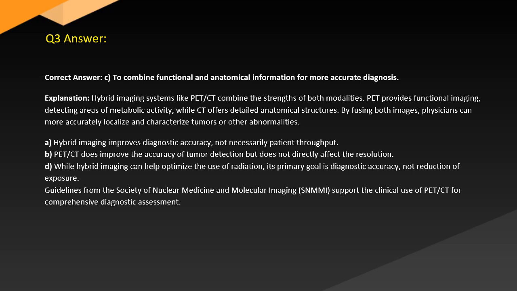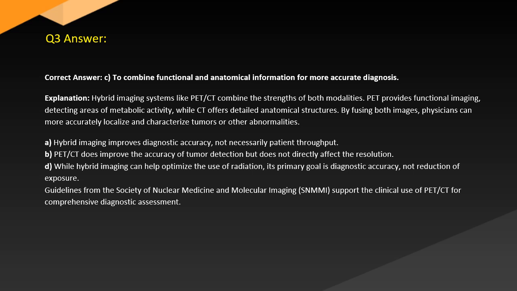Explanation. Hybrid imaging systems like PET/CT combine the strengths of both modalities. PET provides functional imaging, detecting areas of metabolic activity, while CT offers detailed anatomical structures. By fusing both images, physicians can more accurately localize and characterize tumors or other abnormalities. A. Hybrid imaging improves diagnostic accuracy, not necessarily patient throughput.